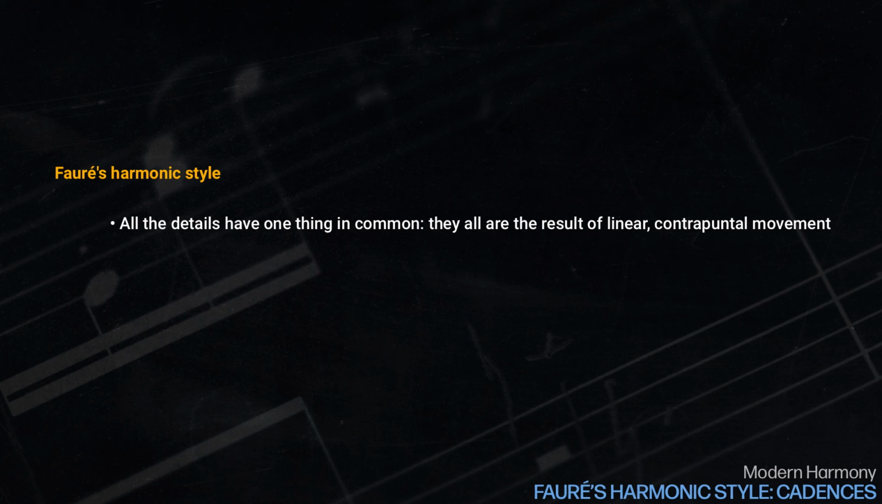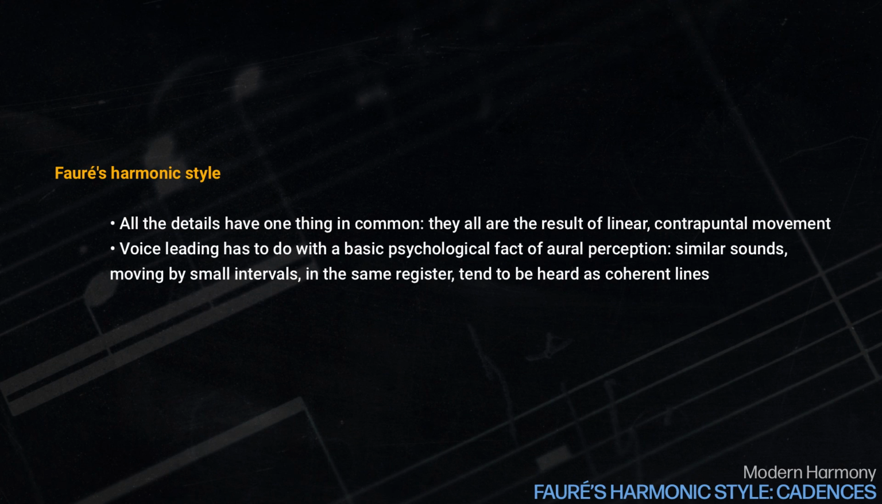Western music, having been contrapuntal for centuries, involves a balance between the vertical sonorities and voice leading and counterpoint. Voice leading has to do with a basic psychological fact of aural perception. Similar sounds moving by small intervals in the same register tend to be heard as coherent lines. This is why all these examples make aural sense. If they were transformed with large leaps, the result would be much less coherent.